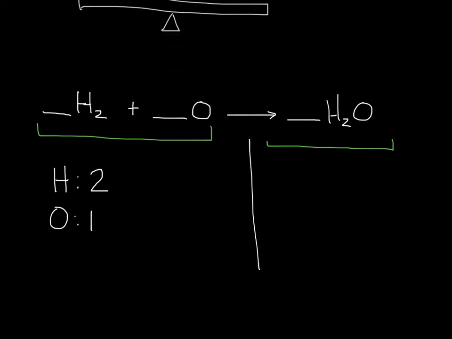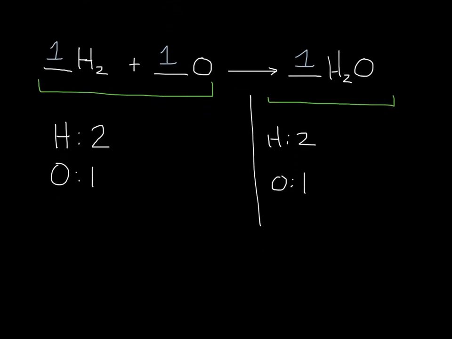And what I'm getting out on the product side, well, there are two hydrogens here. So hydrogen, I'm getting out two, and there's one oxygen. So this one has stayed the same. This is balanced. I have a balanced reaction by using one molecule of H2, one molecule of oxygen, and I'm getting one molecule of water. And that's nice, but it doesn't always work that way.